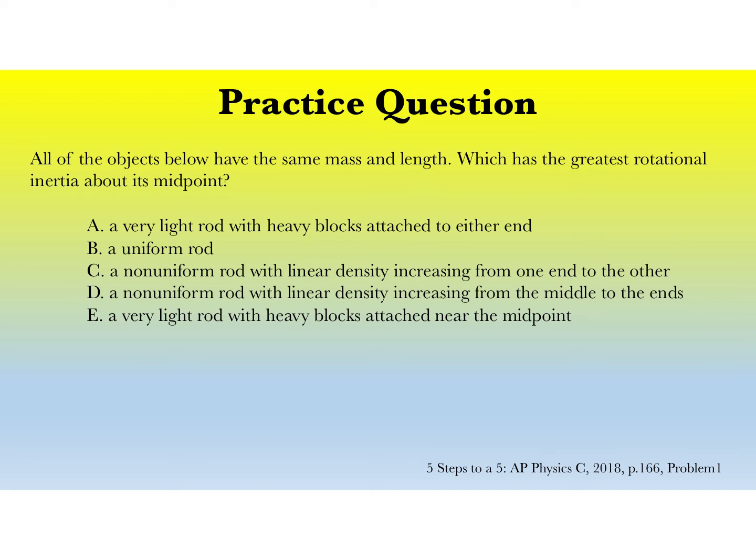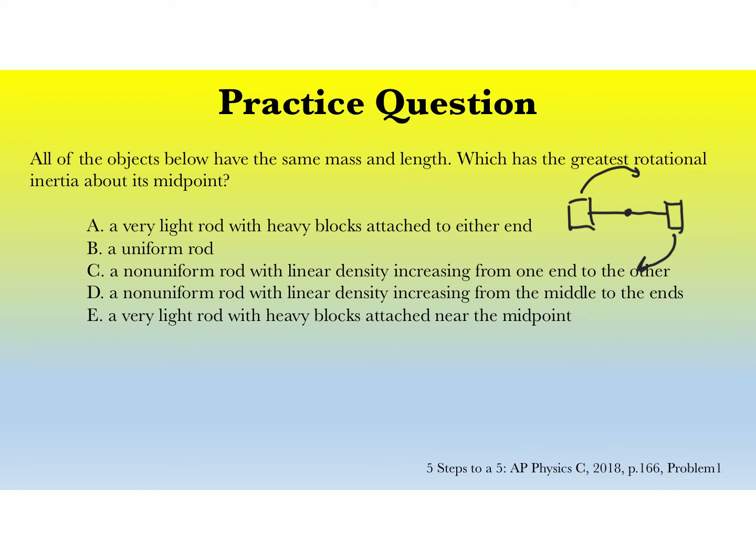Or a non-uniform rod where it starts with a small density at one end, a large density at the other end, and the rotation's still in the very middle. Or do we increase density from the middle out toward the ends? Or do we put the heavy blocks near the midpoint? So if we want to have the greatest rotational inertia about that midpoint, I drew a picture for you there so you can see which midpoint I was talking about, just in case there was any clarification needed.